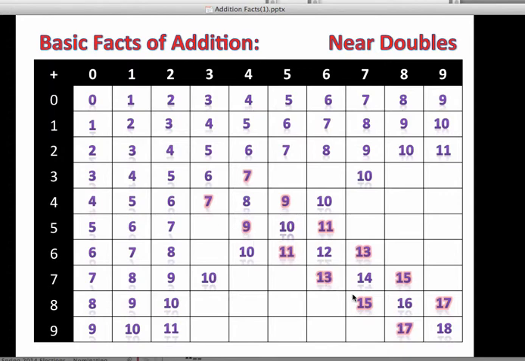And as you can see, it has introduced 6 more basic facts. So we're getting up there. We're getting close to the 100 that we need to learn. What's next?